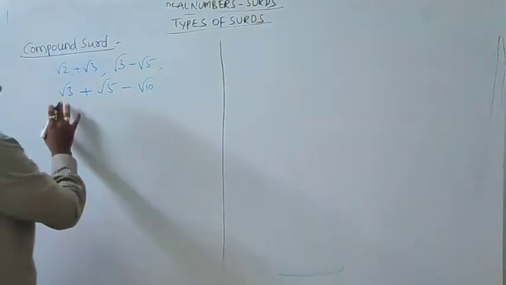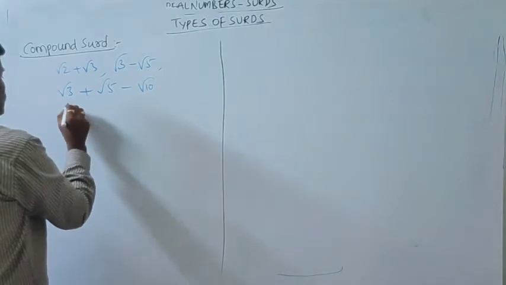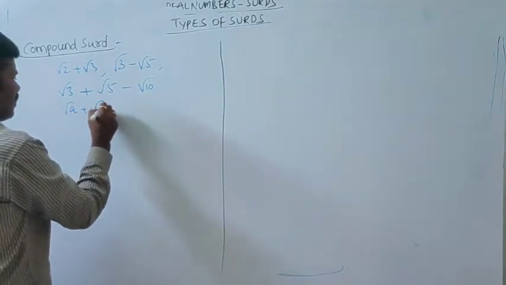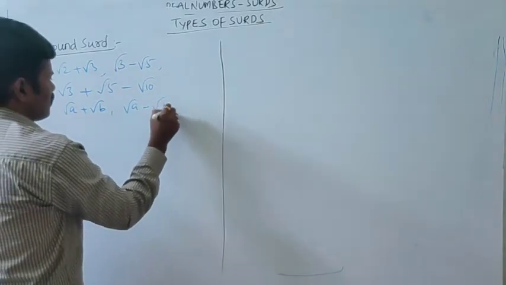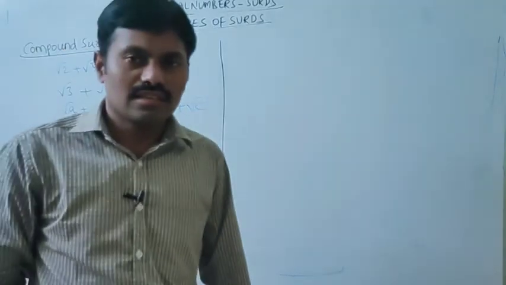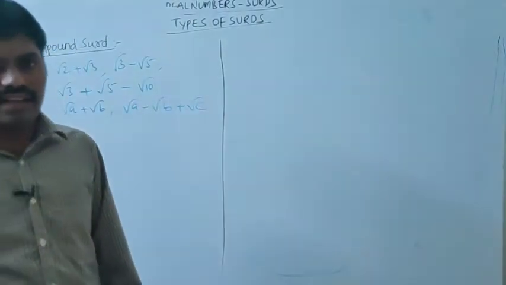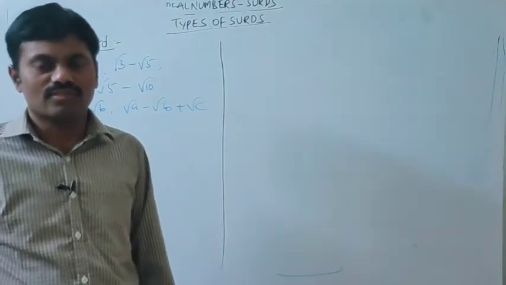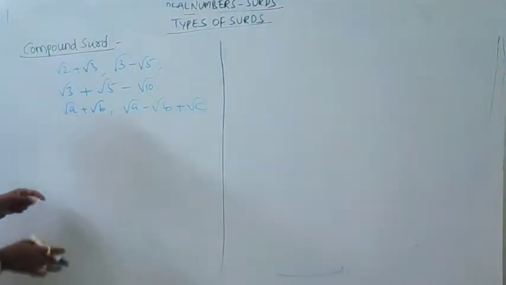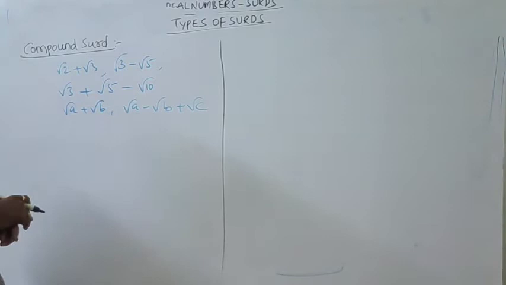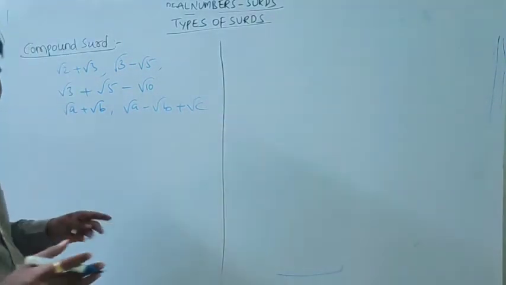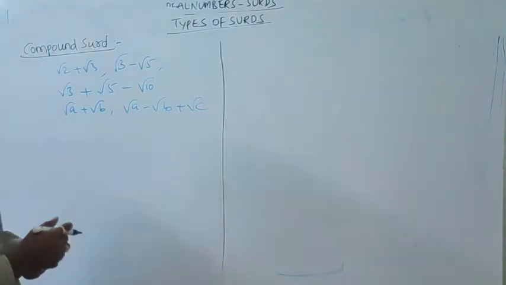Now what about this? If you write it generally, it becomes root a plus root b, or root a minus root b plus root c, like this. So an expression that can be expressed as addition or subtraction of 2 or more surds is called a compound surd. Now depending on their terms, we again classify compound surds into different types.